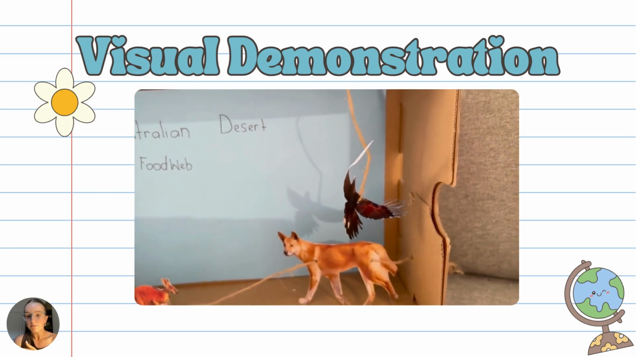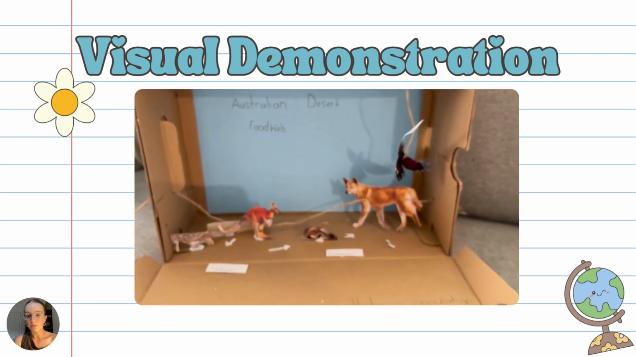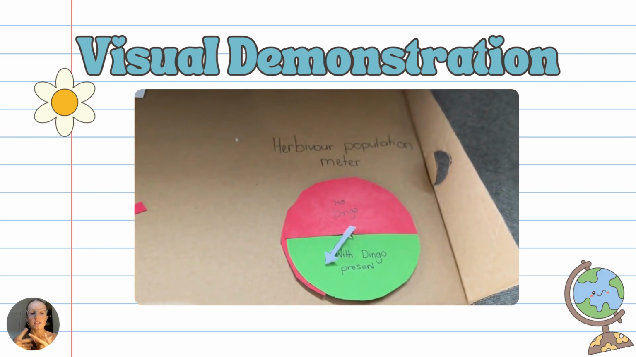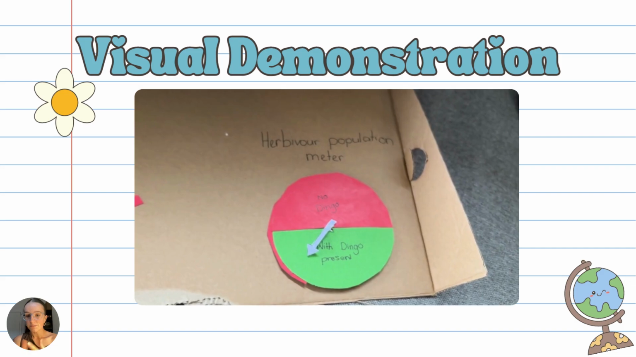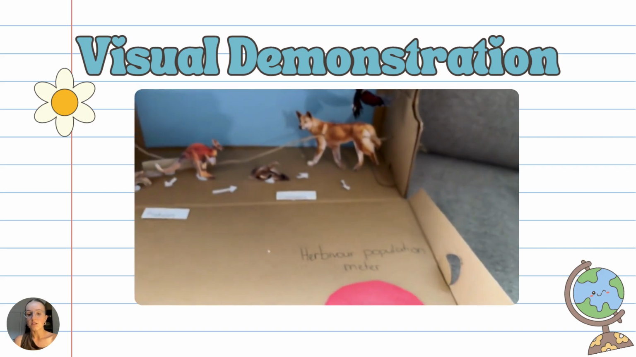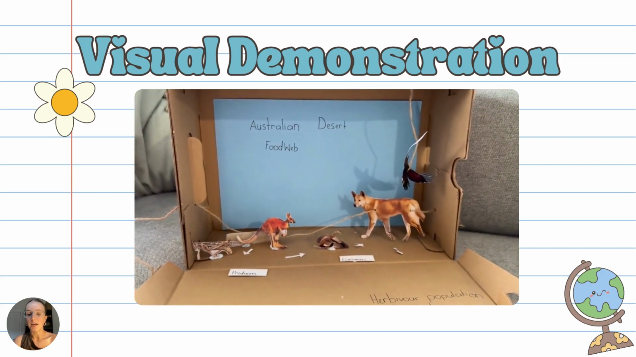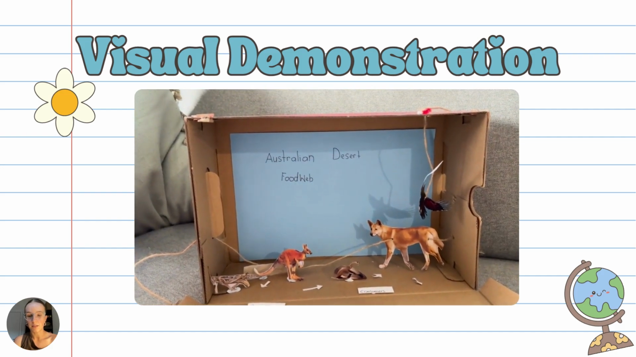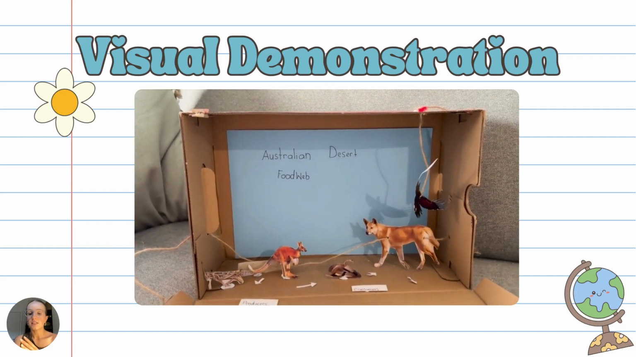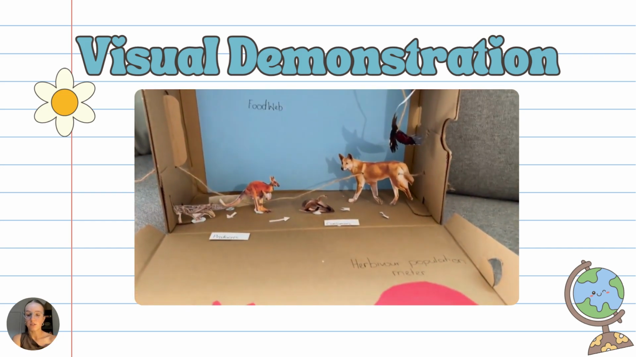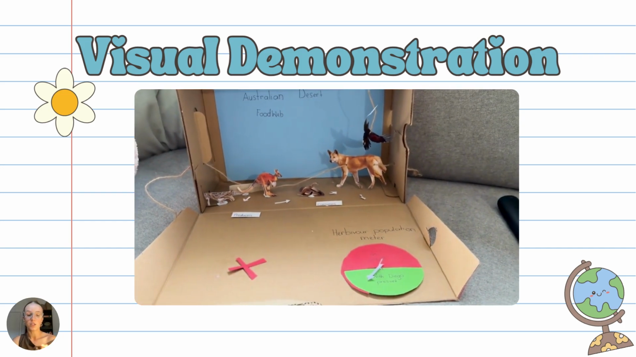At the same time, other predators, such as snakes and eagles, increase because dingoes are no longer competing with them and they hunt even more small native animals. Over time, this leads to biodiversity loss, soil erosion, and an ecosystem that struggles to recover.